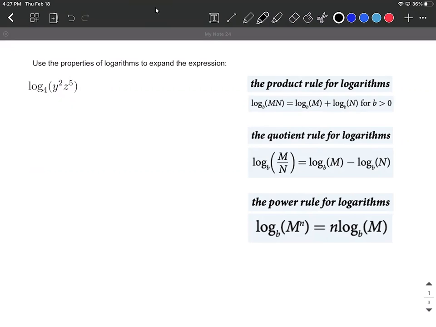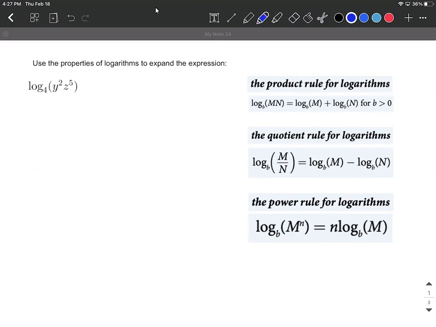Instead, the first thing I notice is we have two things that are multiplied together. And from the very beginning, we're not allowed to move the exponents down in front using the power rule. The power rule says that the exponent has to be attached to everything on the inside of that logarithm in order for it to be able to be moved down. So like the 5 is only attached to the z, the 2 is only attached to the y. Neither one of those exponents is attached to everything on the inside of the logarithm. So you can't move those down yet.